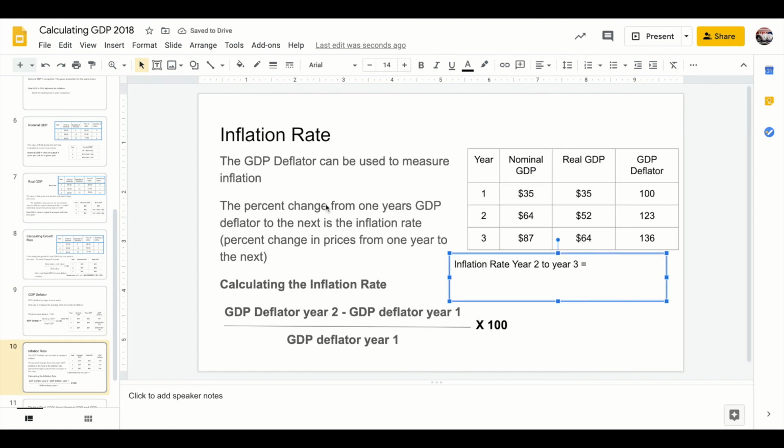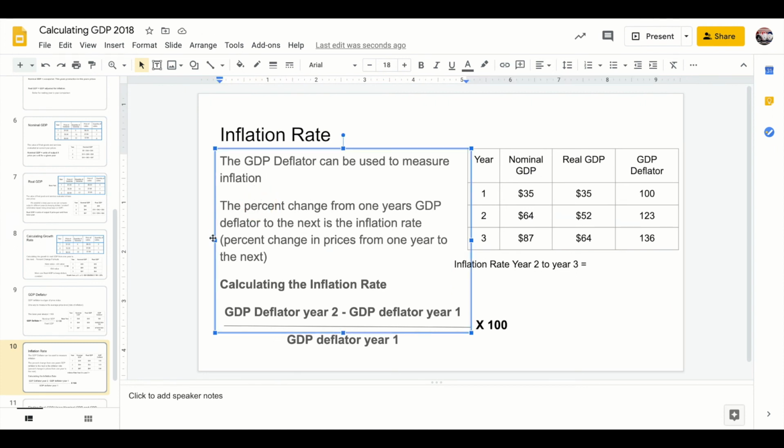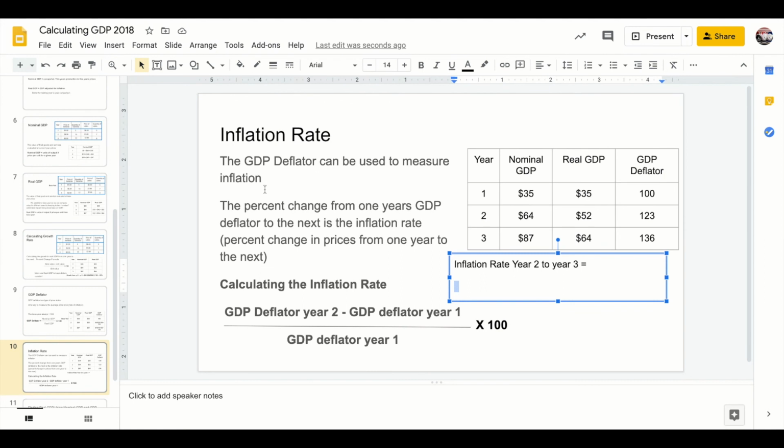All right, now we can measure our inflation rate, aka the percent change in prices from one year to the next. So the GDP deflator can be used to measure inflation. The percent change from one year's GDP deflator to the next is the inflation rate. So again, to calculate your inflation rate, it's the same way that we got the percent change in GDP, aka the growth rate in GDP. You're just using this percent change formula again.